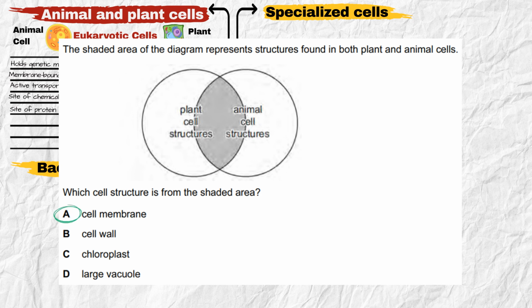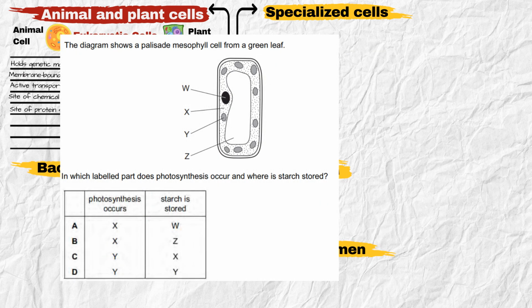Here is also the diagram of a palisade mesophyll cell, but now asking about function. In which labeled part does photosynthesis occur, and where is starch stored? Photosynthesis takes place in the chloroplast. Why? We all know that.